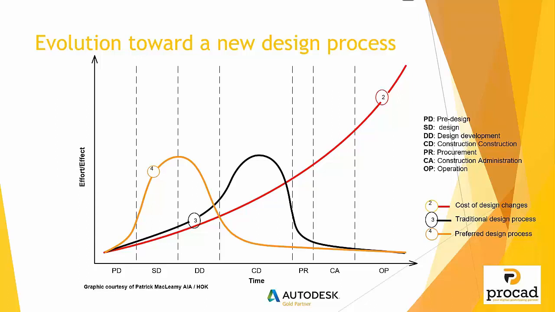Yeah, so the MacLeamy curve, fairly well known in the US, but I've also seen it in the UK and Ireland being used as well. It demonstrates how in traditional construction processes or design processes, the earlier stage that you make a design change, the less it costs. But as a project moves along into detailed design stage, when you're looking at drawings that have more information on them, you've got specification documents, all of that has to be updated as well for any changes that occur.